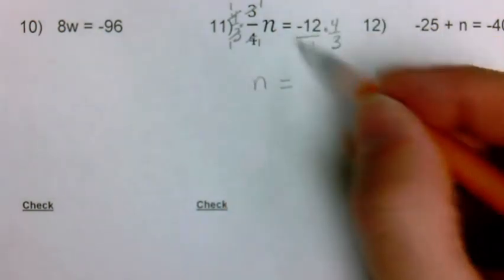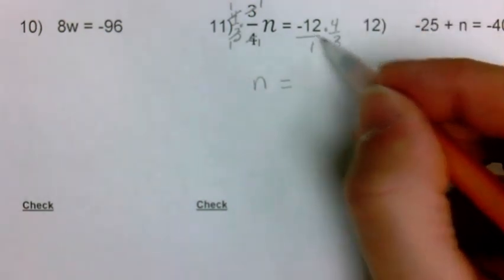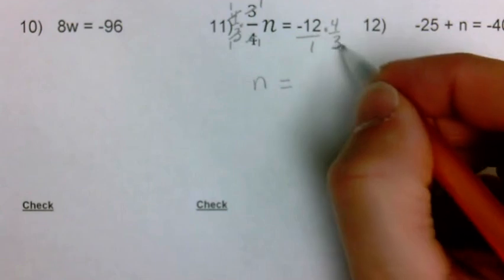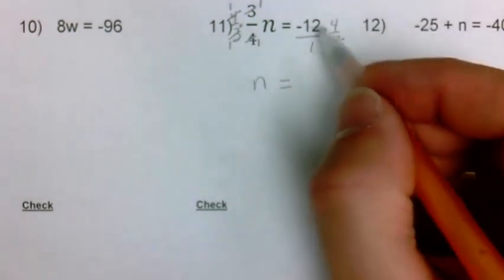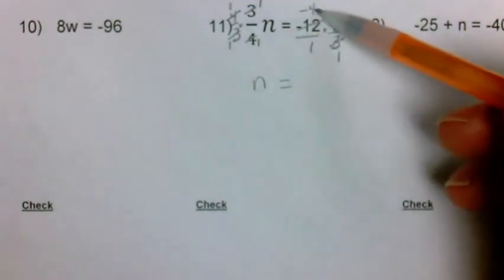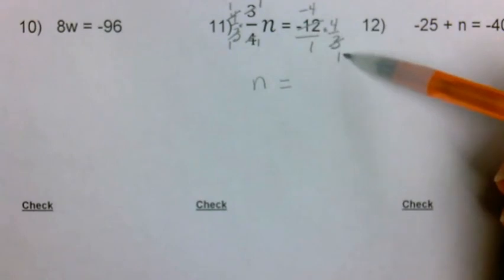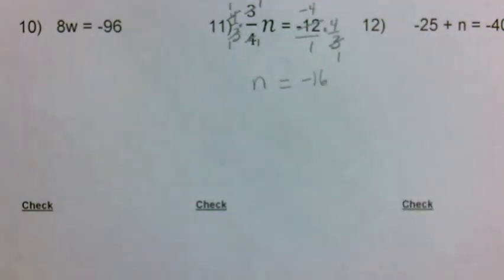And on the right-hand side, before we multiply, we can simplify. All right, 3 and 12 have a common factor of 3. 3 goes into itself once. 3 goes into 12 4 times, so -12 is going to become -4. So now it's -4 over 1 times 4 over 1. -4 times 4 is -16.